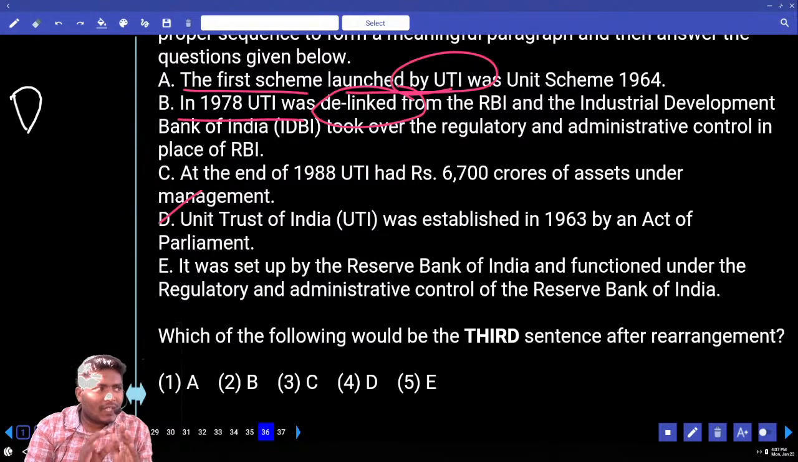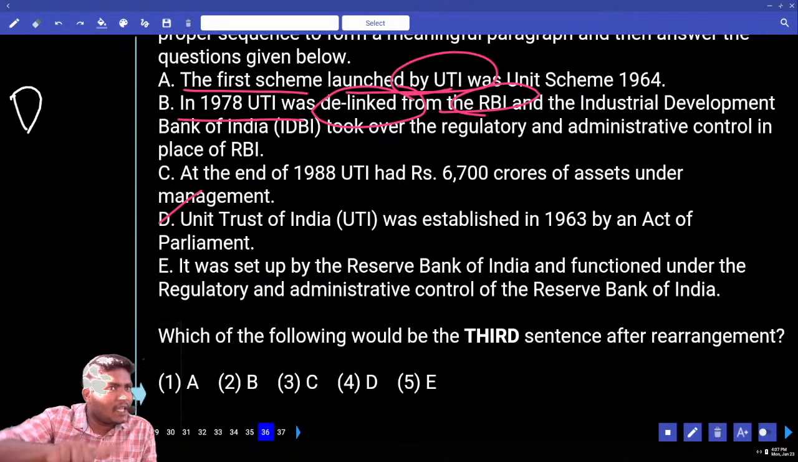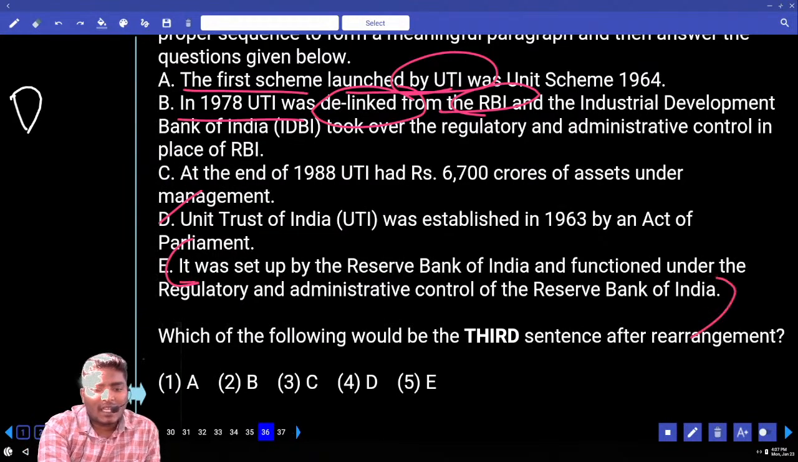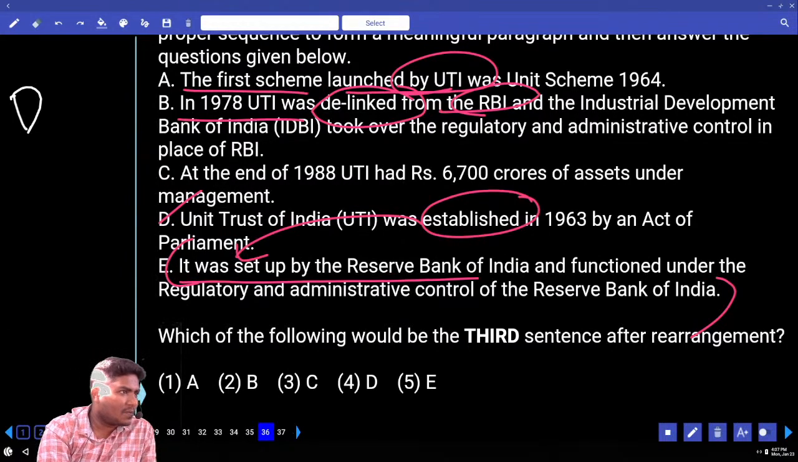We have to check if there is any sentence related to linking. Now, UTI was de-linked from what? From RBI. Check for any statement if there is any reference or linking UTI with RBI. Is there any sentence? Look at that. That is E. It was set up by the Reserve Bank of India. Established and set up, what are they? Synonyms. Remember, set up and establishment are both the same. That means this might be the continuation.